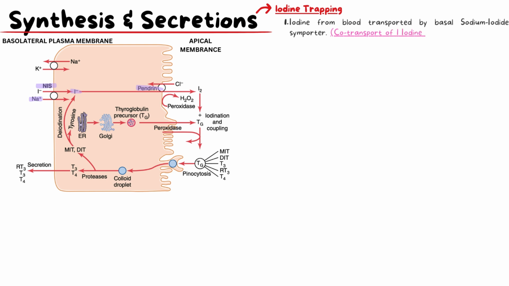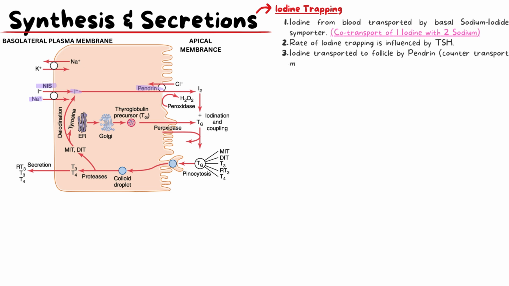The sodium iodide symporter co-transports one iodide ion along with two sodium ions across the basolateral plasma membrane into the cell. The energy for transporting iodide against the concentration gradient comes from the sodium-potassium adenosine triphosphatase pump. This is a form of secondary active transport. Iodide that has been concentrated in the cell is then transported out of the thyroid cell across the apical membrane. It is transported into the follicle by a molecule known as pendrin. Pendrin is a chloride-iodide ion countertransport molecule.